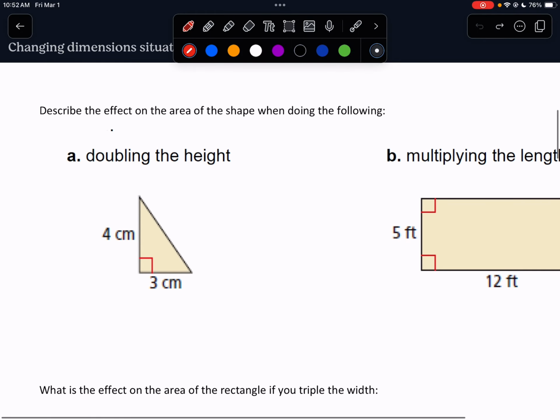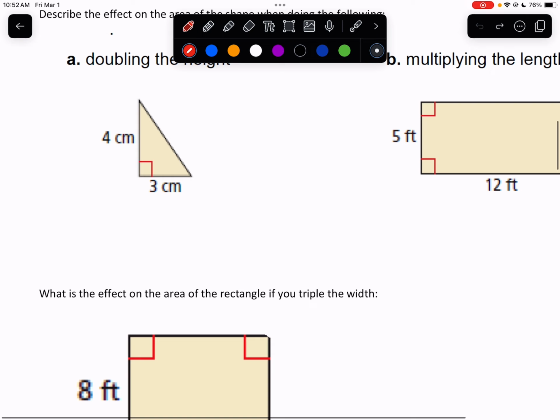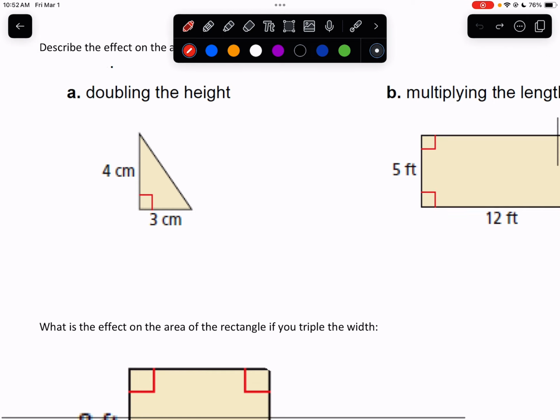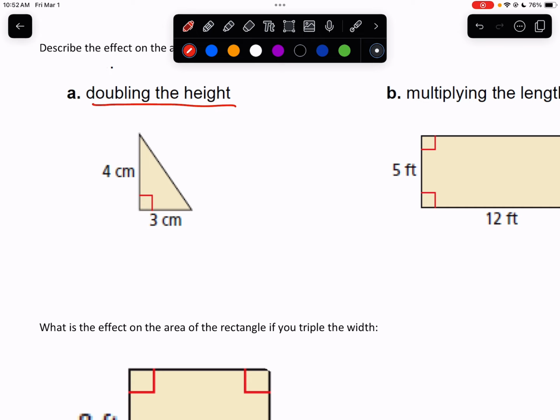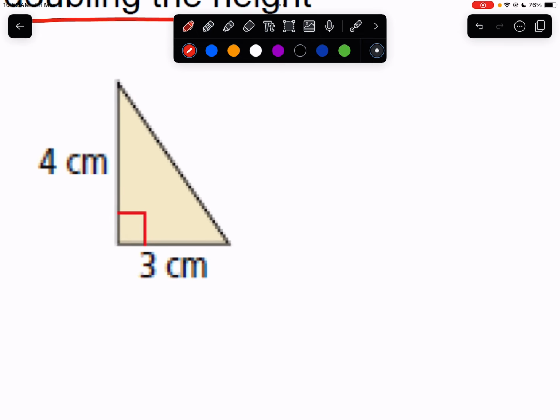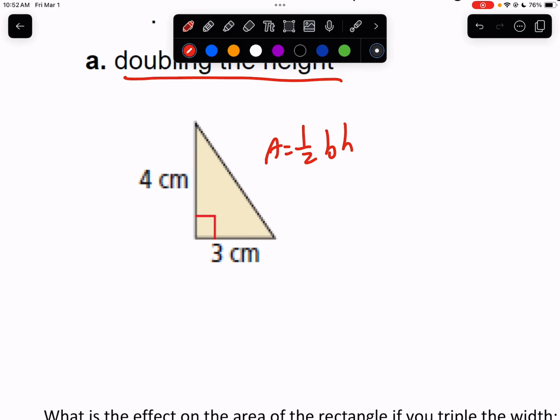It says, describe the effect on the area. For all of these questions, we're saying what would happen to the area if, in this case, you double the height. So let's talk about the current area. The area of a triangle is 1/2 base times height. The current area would be 1/2 times 3 times 4, which is 12 divided by 2 is 6. That is the current area.